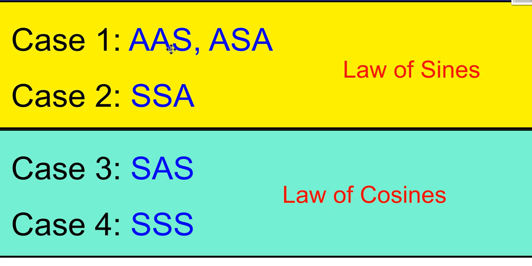So it's going to be really important that you can distinguish between angle-angle-side, angle-side-angle, side-side-angle, and side-angle-side, because it's going to tell you which formula to use. Law of sines, I already showed you the formula for. Law of cosines will come a little bit later.